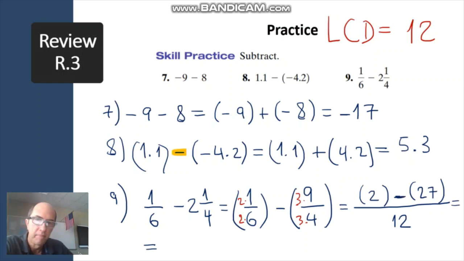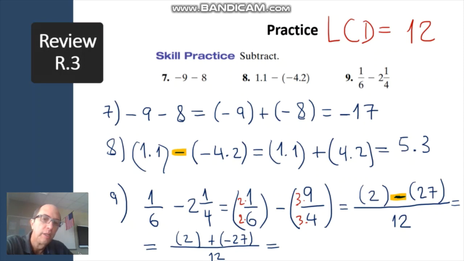Almost there. This negative sign here is the modifier. So let's write down here 12 and 2. The opposite of 27 is negative 27. That means 27 minus 2, 25, and keep the sign of 27. This is the right answer.